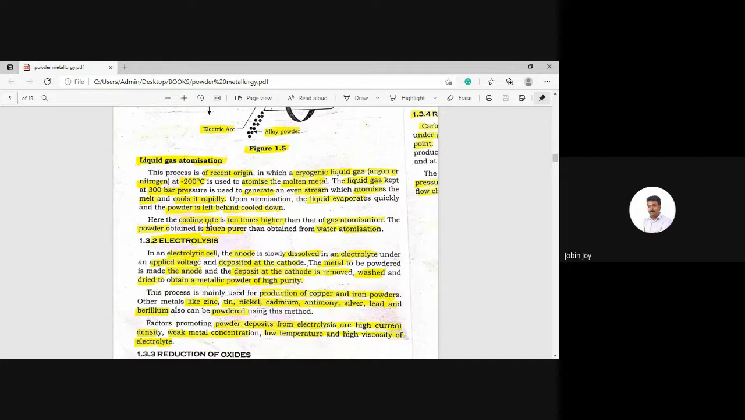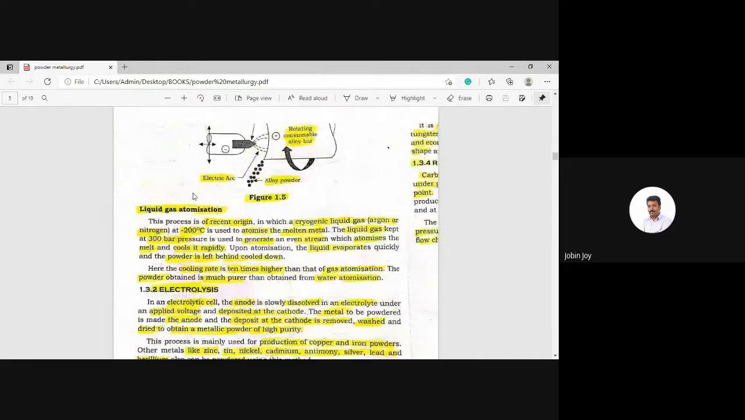Here, what about the cooling rate? Because of this cryogenic liquid gas, the cooling rate in liquid gas atomization is 10 times higher than that of the gas atomization. And the powder obtained is much purer than that obtained from other methods, such as water atomization. So that was about the atomization.